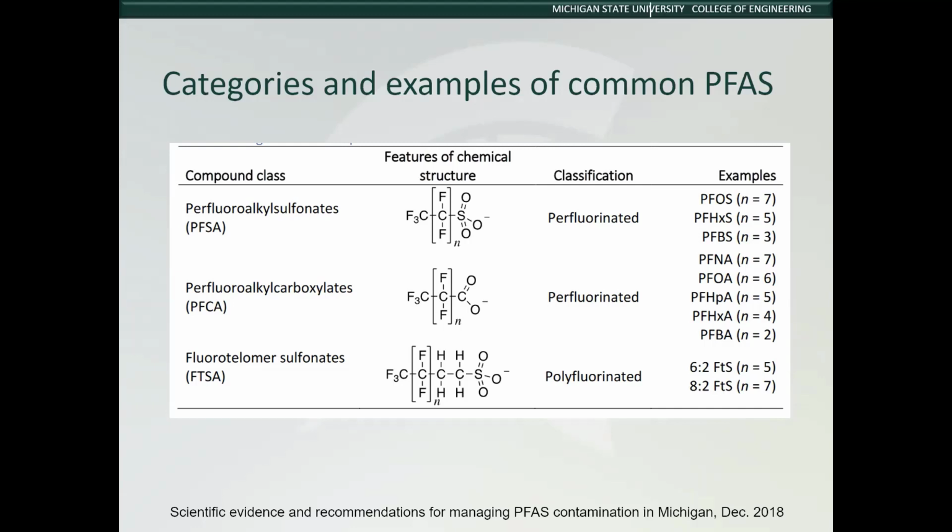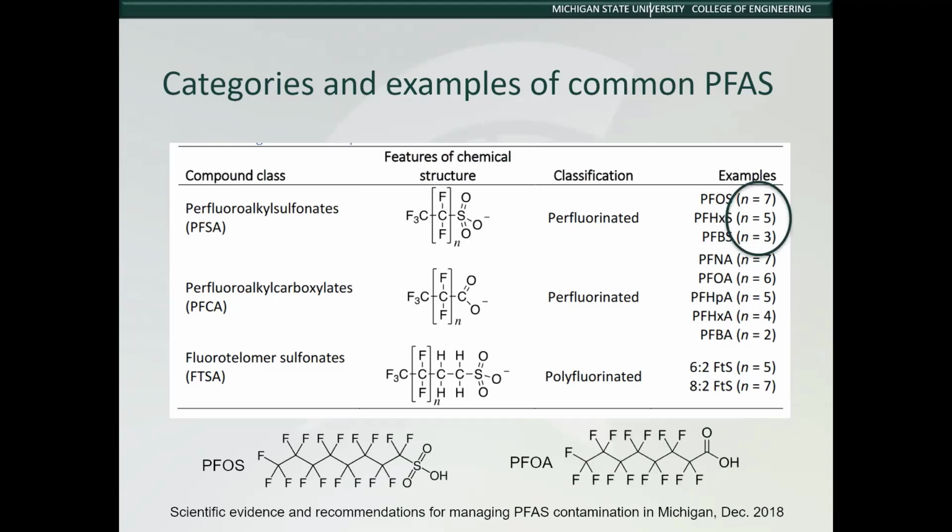We can categorize PFAS chemicals based on their functional groups, the sulfonates and the carboxylates. We can also categorize them based on their chain length, or number of carbons. PFOS and PFOA have been manufactured for the longest time, are the most widespread of the PFAS chemicals in the environment, and are the most well studied. Both have 8 carbons, or a chain length of 7.